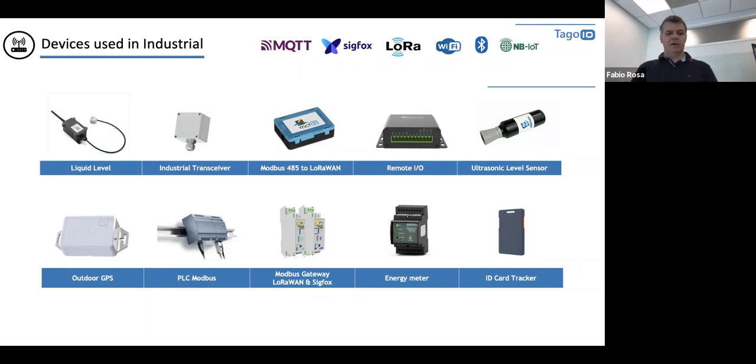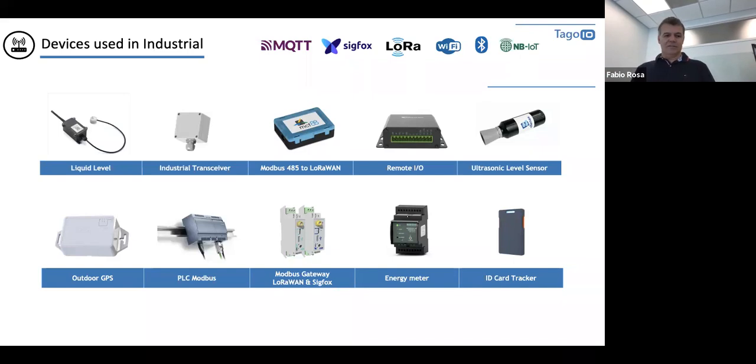So we have hardware devices like the liquid level, industrial transceiver, like this one from Tactility. We have seen a lot of people going with this, or the remote IO with Modbus 485, that you'll be able to get the information from the local network, let's say the Modbus, and convert this to, let's say, our protocol.